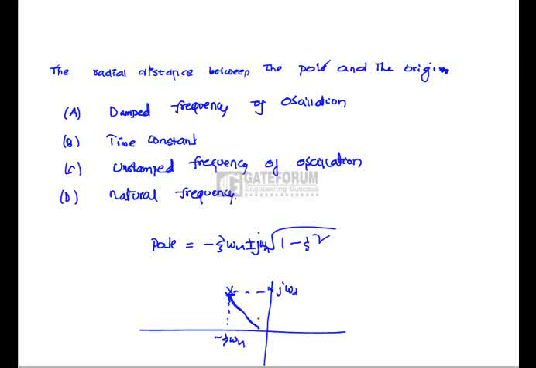See, if we take this one, then we will get it as natural frequency, which is omega n. Omega n is nothing but under root minus zeta omega n whole square plus omega d whole square, which is equals to omega n, that is natural frequency, that is option D is correct.